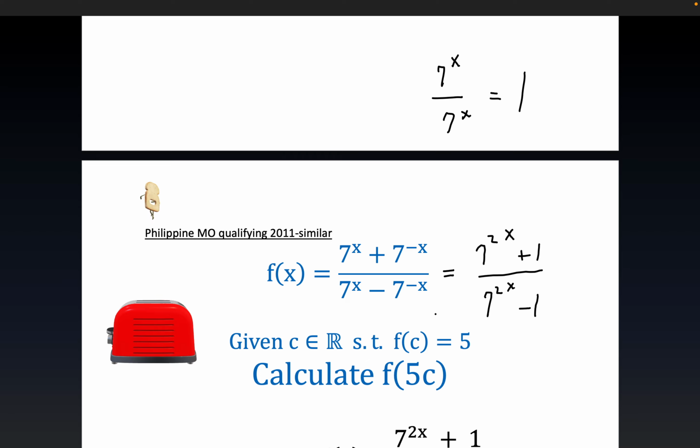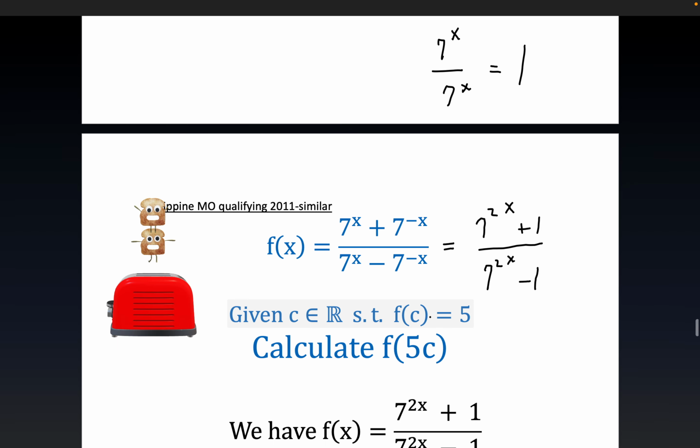So let's carry on. Now we're given this initial condition that f at c, where c is a real number, which I can't really prove exists, I guess it's true, is equal to 5. We're just assuming that's true, so that logically you could work this, even if it wasn't true, I suppose. We're given a real number c such that f at c is equal to 5, and we're supposed to calculate f at 5c.